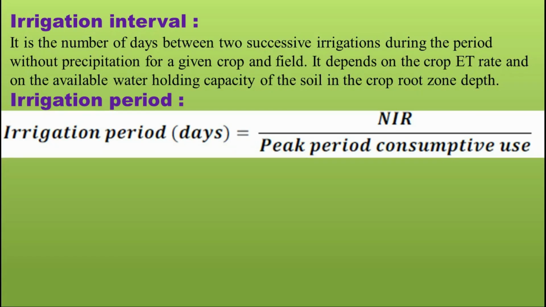Irrigation interval. It is the number of days between 2 successive irrigations during the period without precipitation for a given crop and field. It depends on the crop evapotranspiration rate and on the available water holding capacity of the soil in the crop root zone depth. Irrigation period is calculated in days, and the formula is NIR, that means net irrigation requirement, divided by peak period consumptive use.